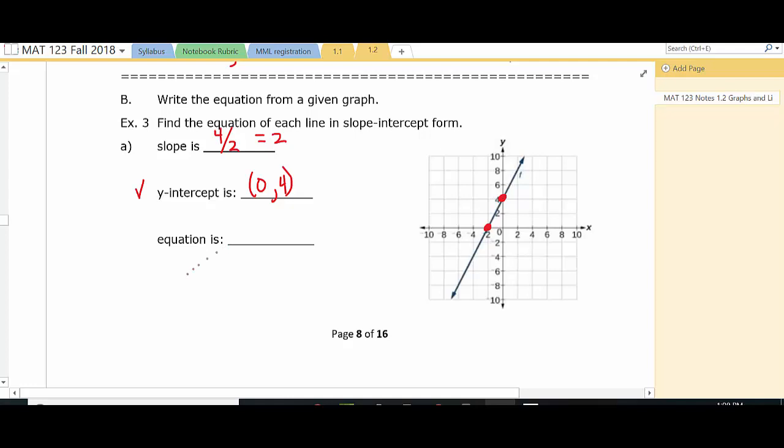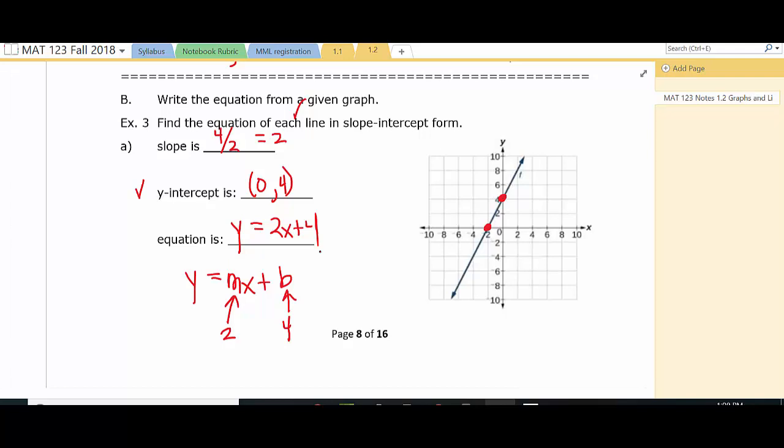Okay? Now, the equation is y equals mx plus b, so you just plug everything in. The slope is 2, the y-intercept is 4, so the equation would be y equals 2x plus 4. Okay, that's it. If you look at a graph of a line, a lot of times you can tell what the equation is going to be. We're just doing that totally in reverse. Everybody with me there? Shake your head or something, so I can help you.